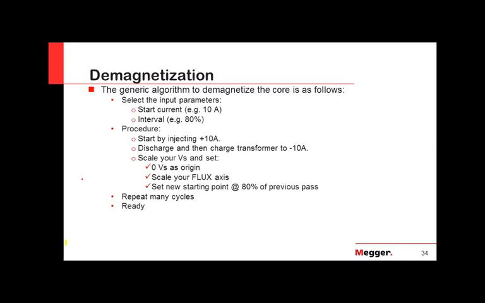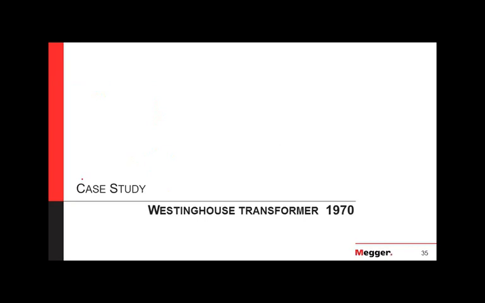So we select, for example, the 10 amps for our start current, and we start creating an interval, say 80%. So we start injecting maybe a positive 10 amps, then we discharge, and then we charge the transformer to a negative 10 amps. This is what we are talking about, an alternate DC current. So we go from positive to negative, and then back to positive, and then back to negative, and we keep changing the values in several steps of about 80%. This is repeated over many cycles until it's ready.